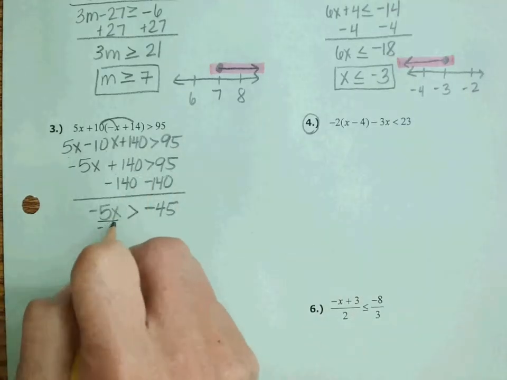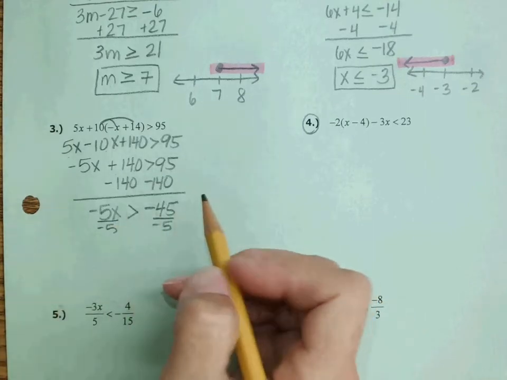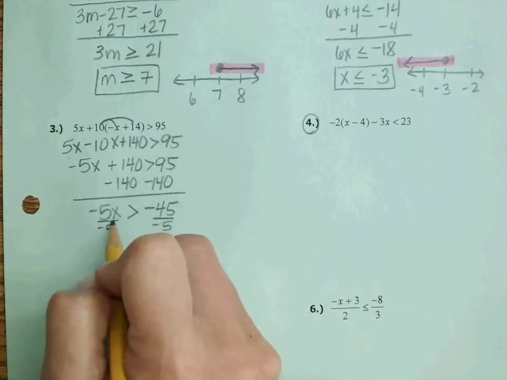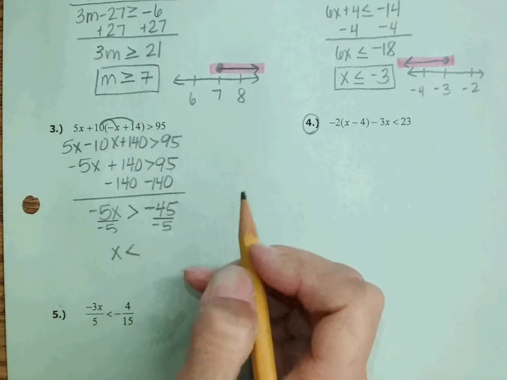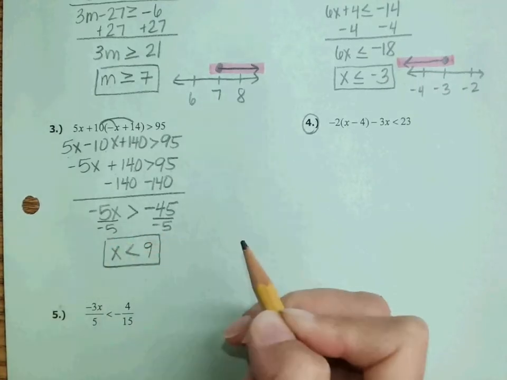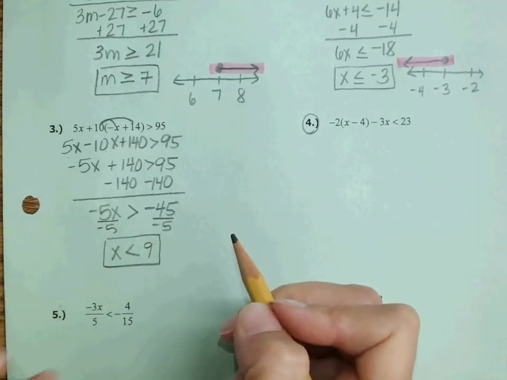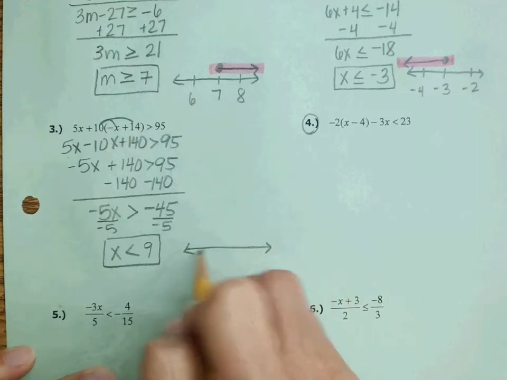Now, this last step, notice I'm dividing both sides by a negative number. So remember, only on your last step, when you multiply or divide, we are going to flip our sign for the final answer. So my final answer is x is less than 9. Okay? So let's go ahead and rewrite that number line.